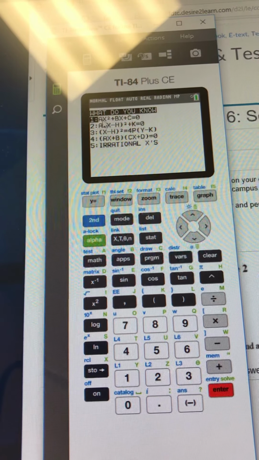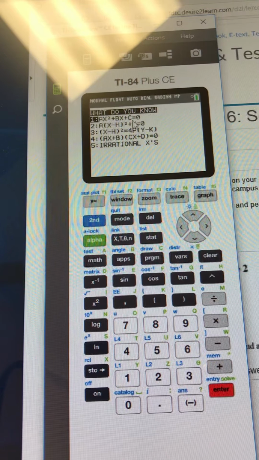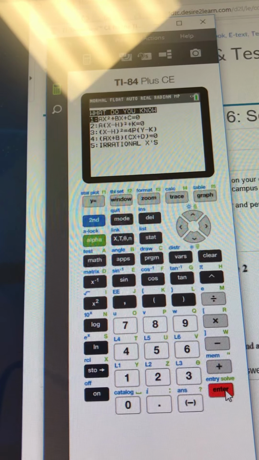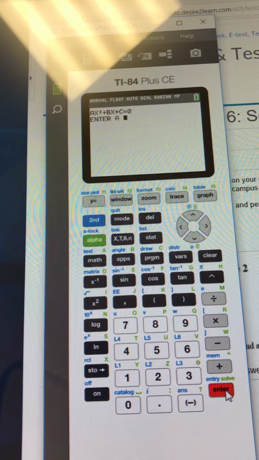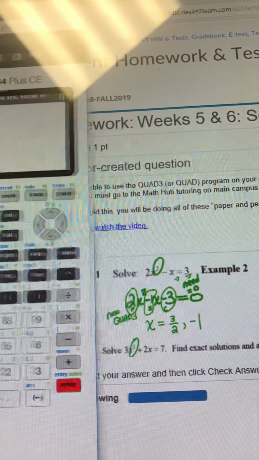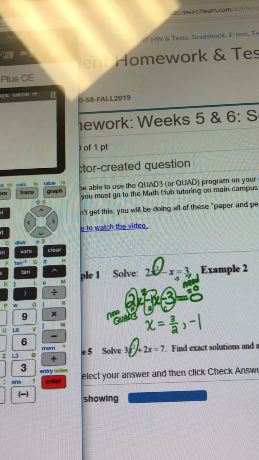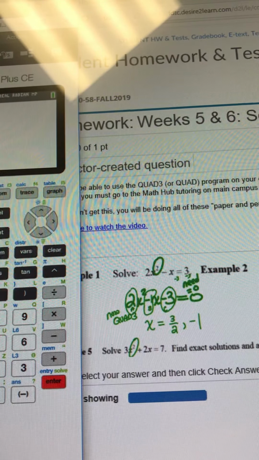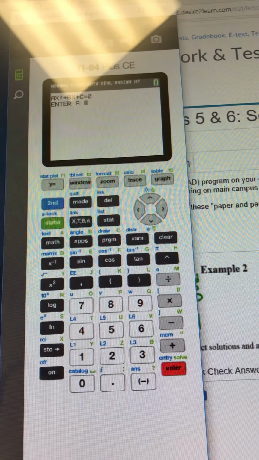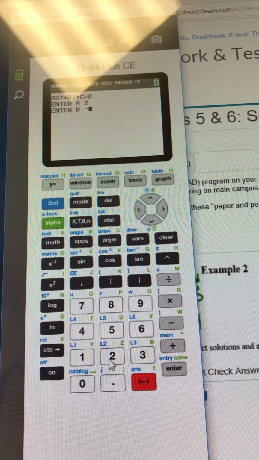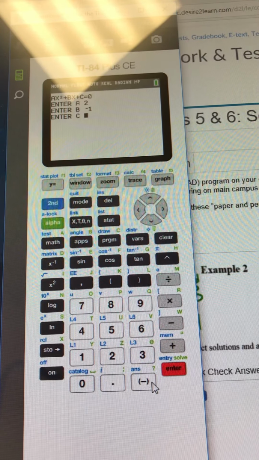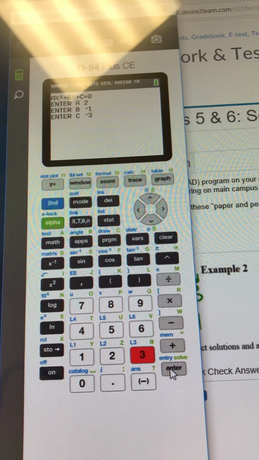But what we want is number 1, ax squared plus bx plus c equals 0. So we choose that one. And now it's saying enter a. So on the one that we were just doing, remember down here, a was 2, b is -1, and c is -3. So we just put the numbers. So 2, enter, -1, enter, and -3, enter.